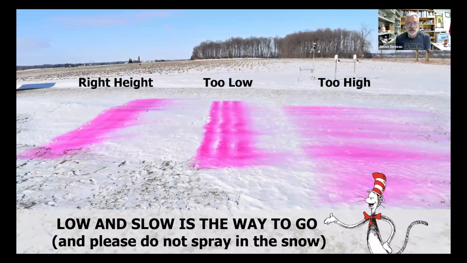We sprayed fluorescent dye in the snow because we have too much time on our hands, and you can see the result. Spraying at the right height means consistent coverage, and this was a super windy day, so there was still some drift. We get too low, we get striping. We don't get the overlap, and frankly, it was so windy that the drift wasn't affected a ton. Probably had some bounce in there, but look what happens when the boom's too high. Inconsistent coverage. In fact, it stripes in the other direction. So low and slow is the way to go, and I don't recommend spraying in the snow.